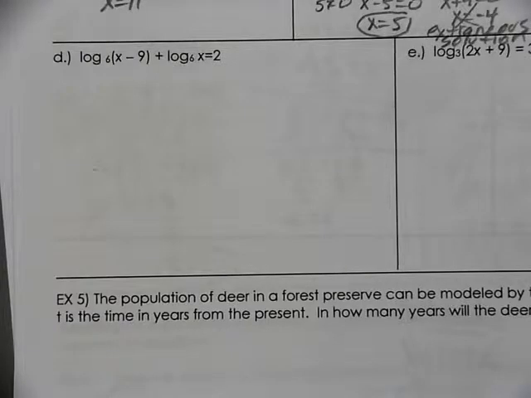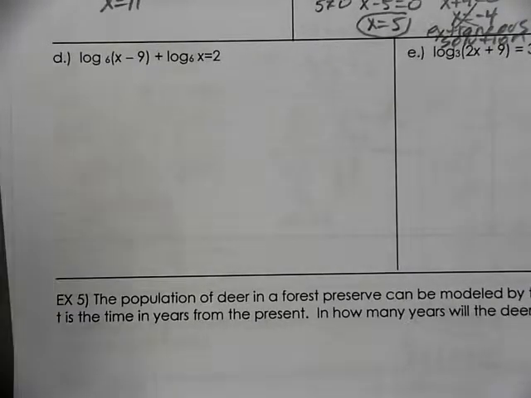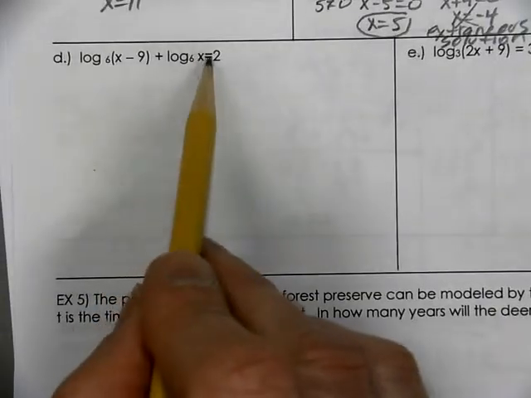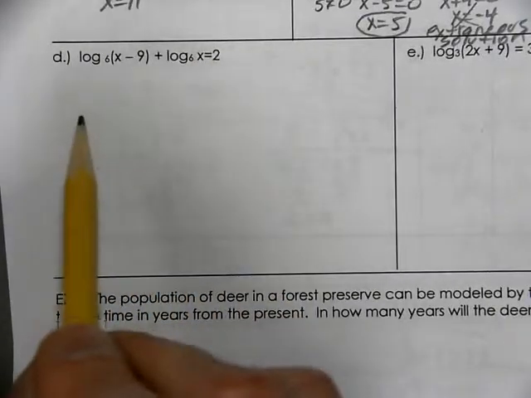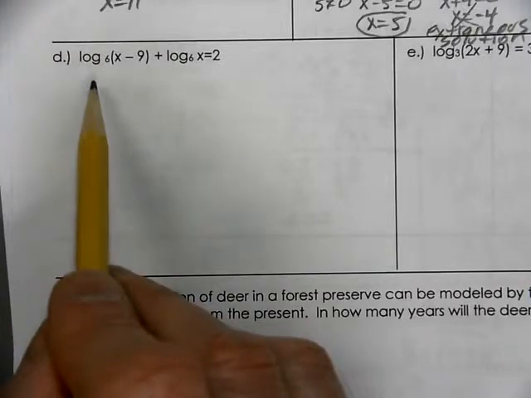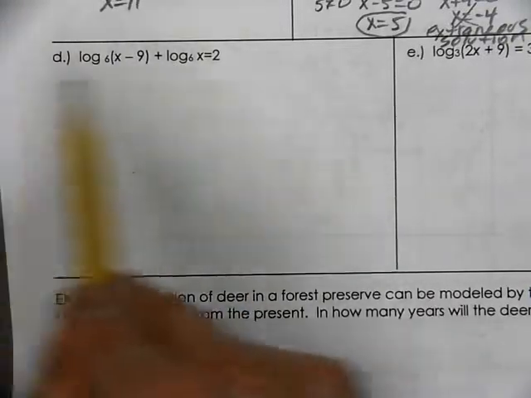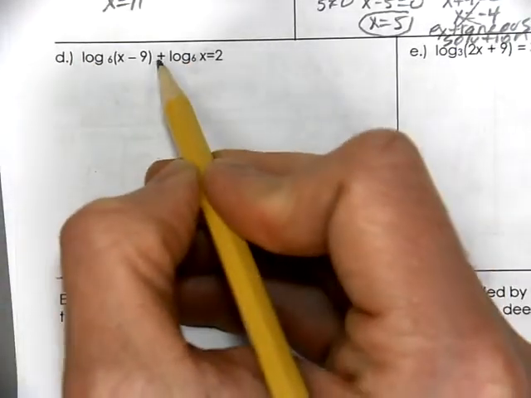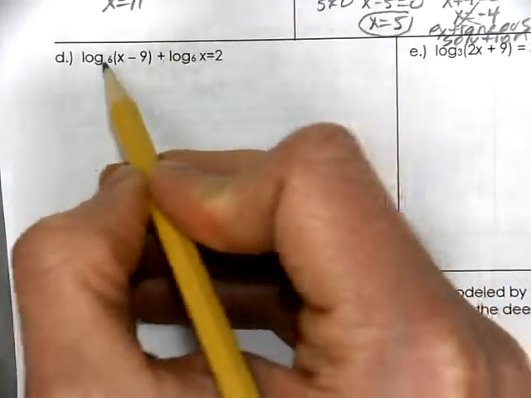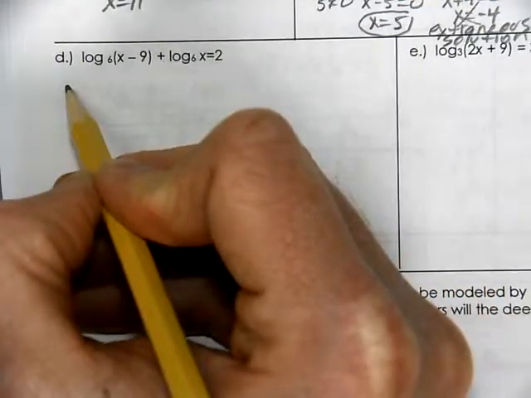What do we see with this letter D? Some people get confused and it looks like this says x equals 2. It's not saying x equals 2. It's saying the log base 6 of x minus 9 plus log base 6 of x. All of that equals 2. So it says plus in between two logarithms with the same base.